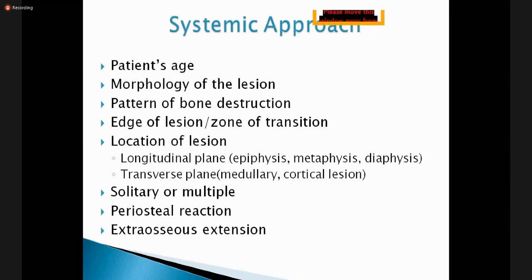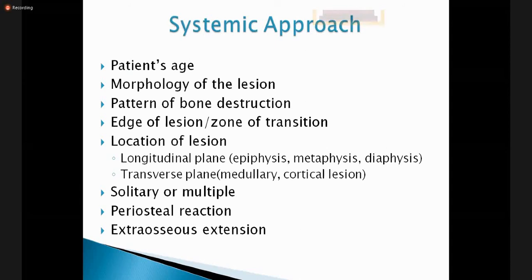The systematic approach to diagnose a bone tumor starts with the patient's age. It is very important. The most important clinical feature of the patient is the age, then the morphology of the lesion, whether it's a lytic, sclerotic, or a mixed type of lesion. Then the pattern of bone destruction. Age of the lesion or a zone of transition means whether it is well-defined or ill-defined.